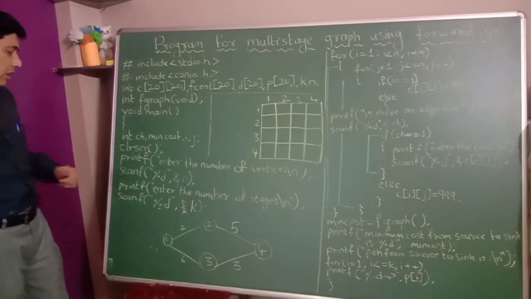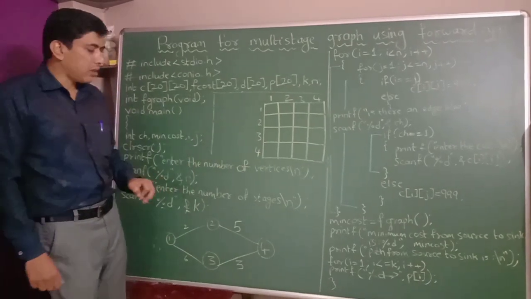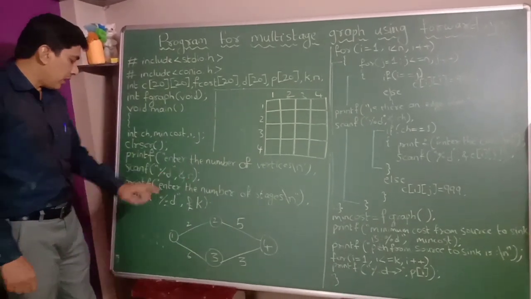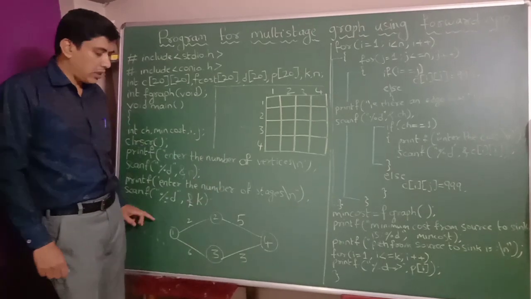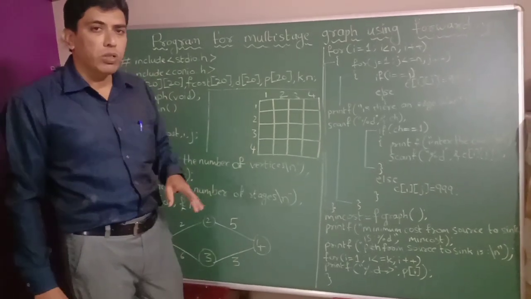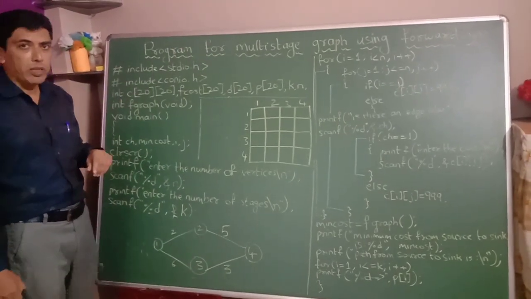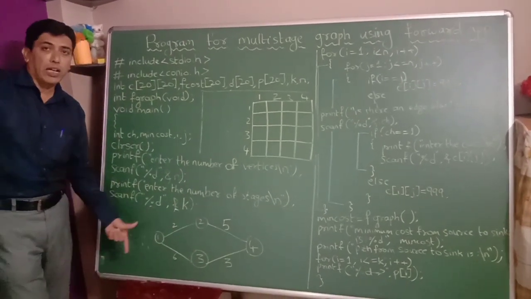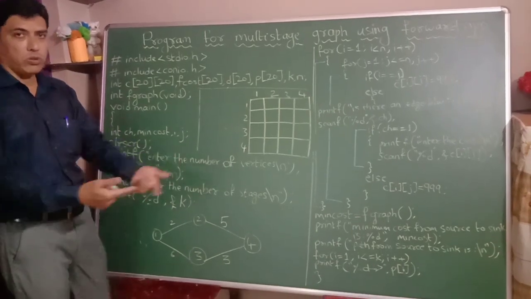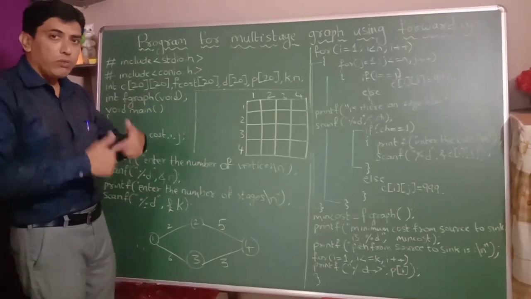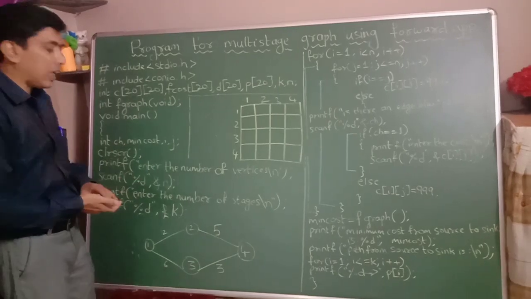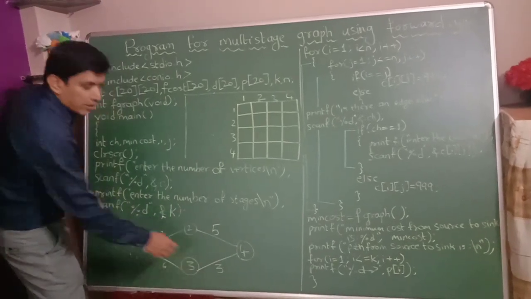So clrscr is here. Enter the number of vertices, and read the value of n, and enter the number of edges. So whenever you go for either Prim's algorithm or Kruskal's algorithm or single source shortest path algorithm, I should have my graph ready. So this is the input we are giving for the program. For that sake, first we have to create the graph here.